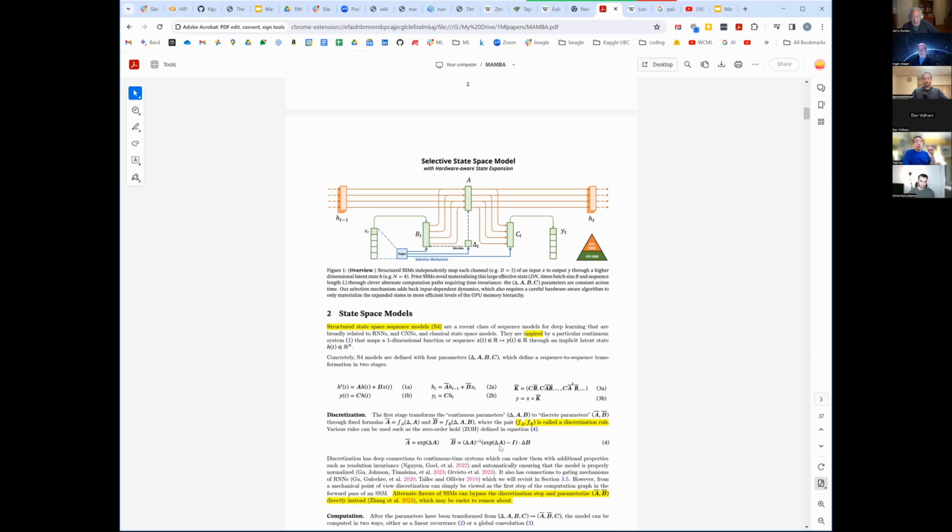Yeah, so S4, the previous state space model, did not have this delta that changed depending on what the next token was. Actually, it did have a delta. It had a delta t. It just didn't have a delta that varied with time.